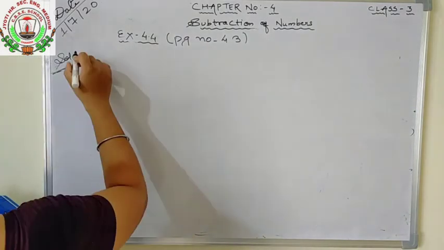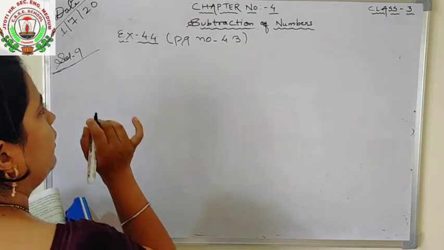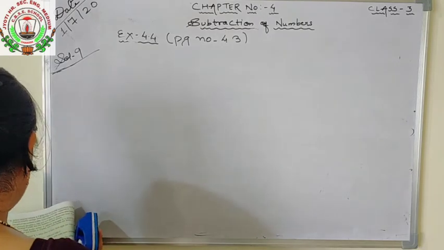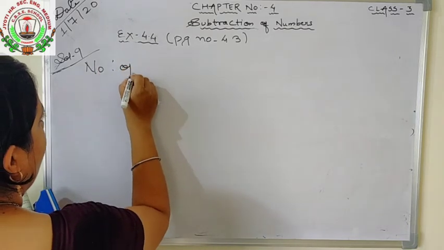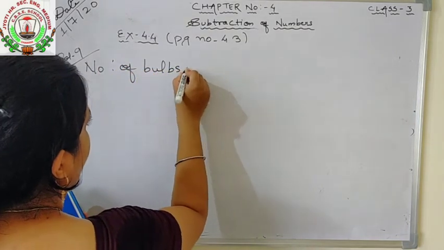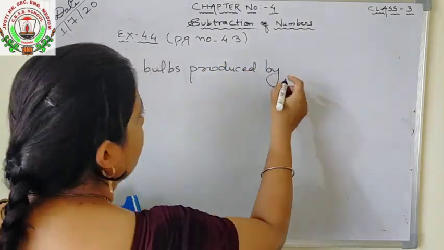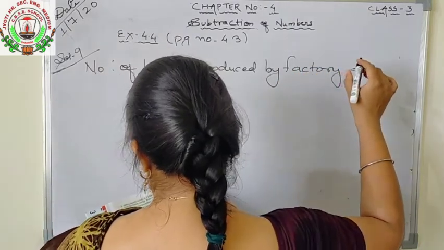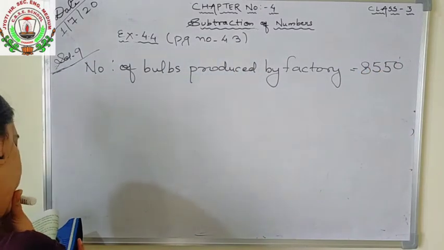Question number 9. What is question number 9? A factory produced 8550 bulbs. First we will read the question, smaller portion, and we will write the statement also. So what is the number of bulbs produced by a factory? We will write here number of bulbs produced by factory is equal to 8550.